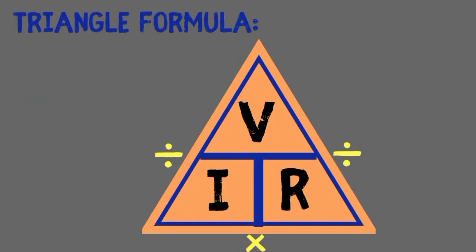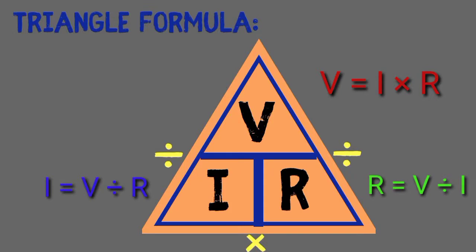One way to easily memorize this is to use a triangle formula. First, draw a triangle shape, then divide it like this. Write V on top of it and I and R at the bottom. Our formula for voltage is V equals I times R. For current, I equals V divided by R. And for resistance, R equals V divided by I. Depending on the values given, the formula can be used to calculate voltage, current, and resistance in a circuit.